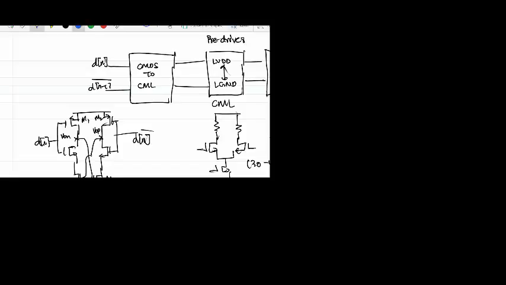Okay. So now this whole thing, let me just put this, is like one CML output driver, so this whole thing will come in like one single block. So do you have any questions till now?